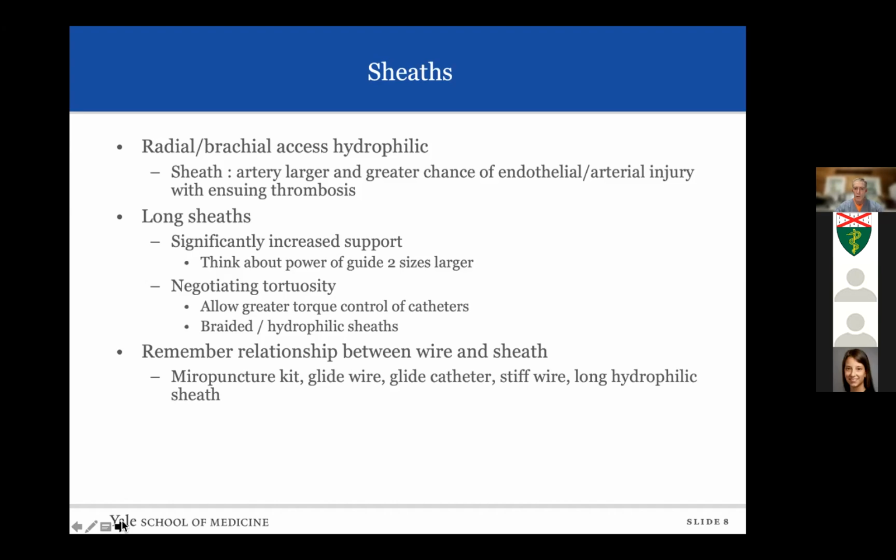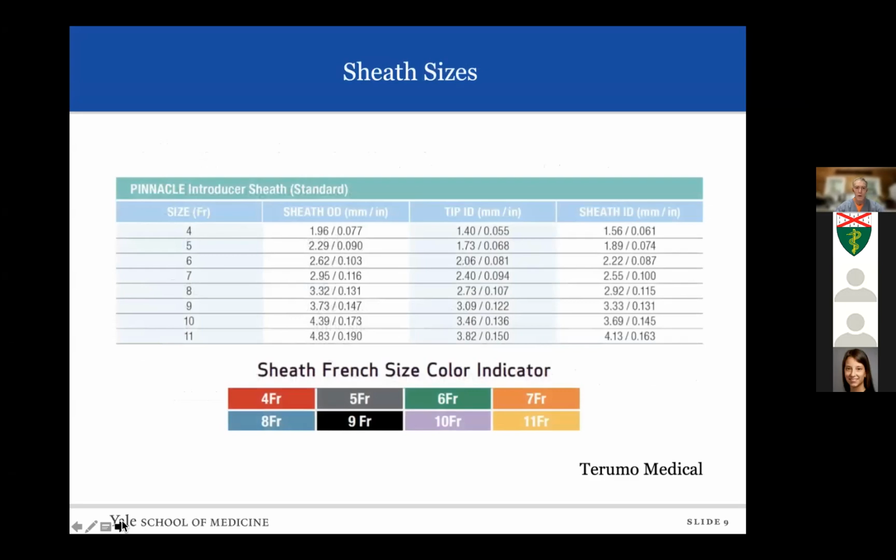So one of the things to do is to take a glide wire and a glide catheter, slide the glide catheter up because they have similarities in their stiffness. And then through the glide catheter, put a long stiff wire of your choice and then a long hydrophilic sheath. And with this, you can get through almost every tortuosity.